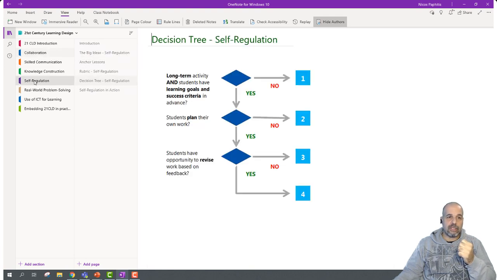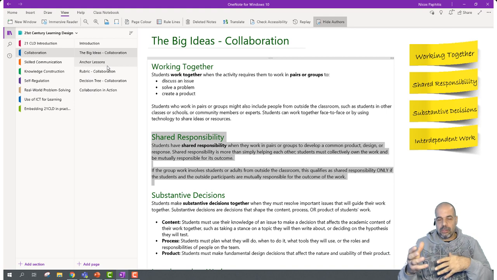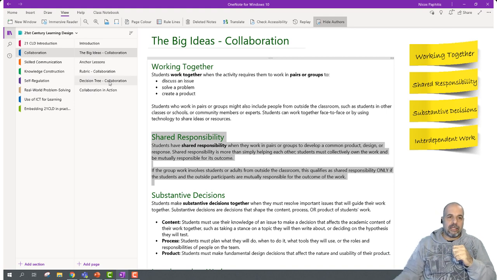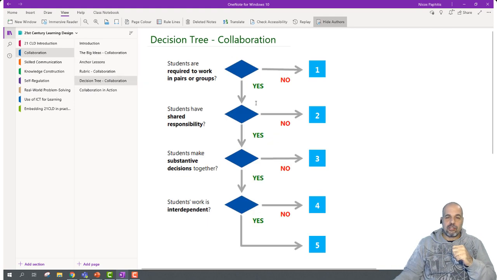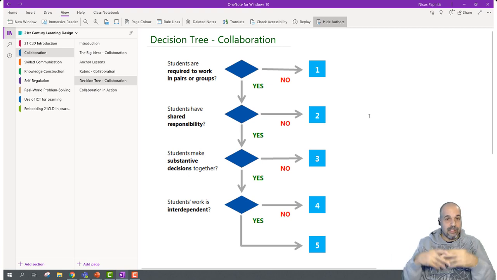If we have a look at self-regulation, again, we've got 6 pages. So which of these are the important ones? Well, I work a little bit backwards. I like looking at the tree, and this essentially shows me the rubric. I'm a very visual person. I'm dyslexic, so visual aids for me are absolutely fantastic.